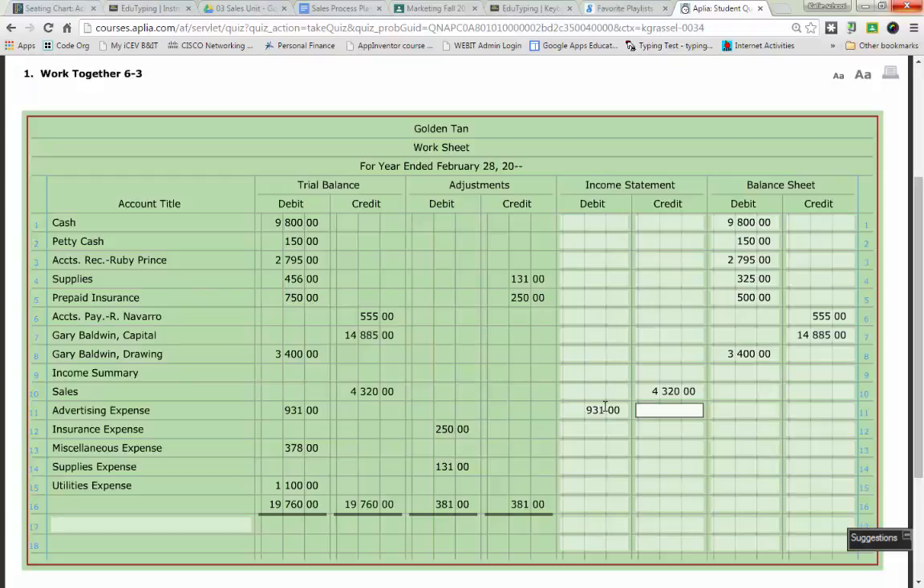Insurance expense. Classification, please, Kyle. Yes. Where does it go? Yes. For how much? Where'd you find 250? I agree with you. Yes, because when I look at the trial balance, there's nothing in the trial balance, but I got to remember I have to take whatever is affected by the trial balance and my adjustment column. So I have to put 250 there. So you were right on with that, Kyle.